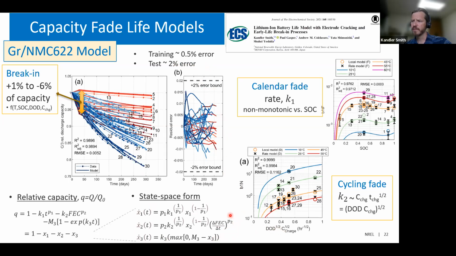For expressing the model in that form, we put it into a state space form where these 3 different states each have their own state variable equation. And the rates of fade, that would be the K1, K2, K3, M3. These things are all functions of temperature, state of charge, depth of discharge, and charge rate. And so generally on a day-by-day basis, we will calculate stressors on the cell based on the observed operating condition or duty cycle, and then feed that into these equations to predict the changes in these 3 different states of health.